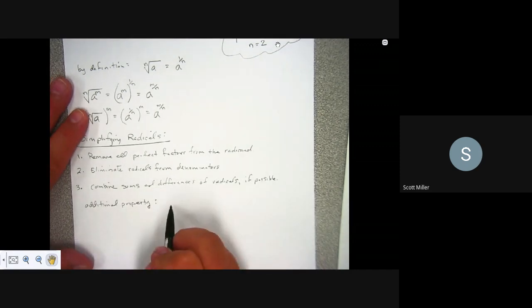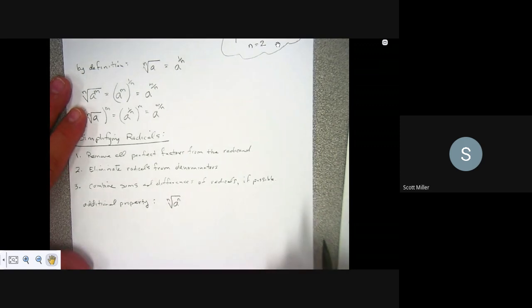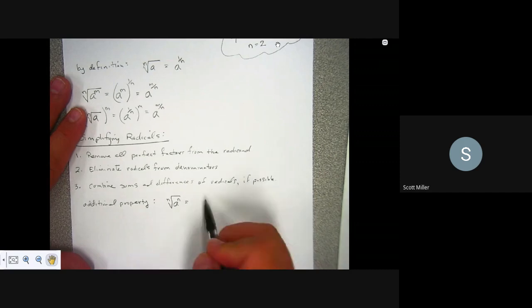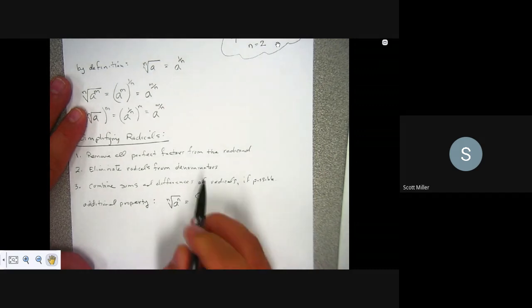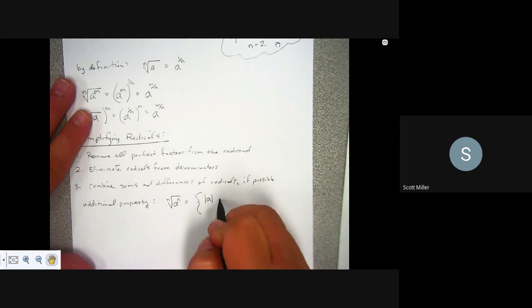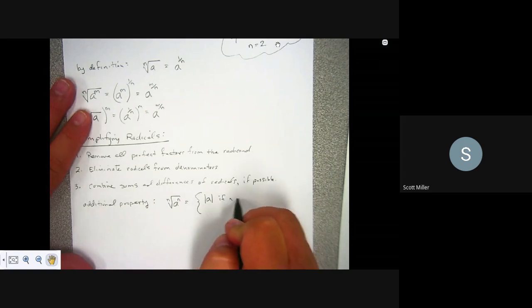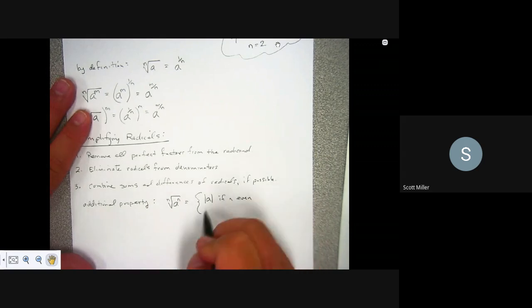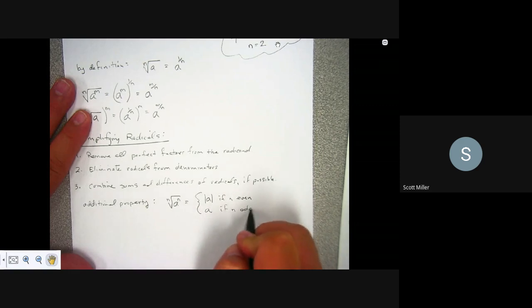An additional property I need you to understand is this. The nth root of something to the n power is the absolute value of a if n is even. It is just a if n is odd.